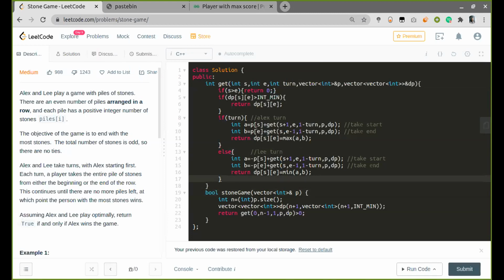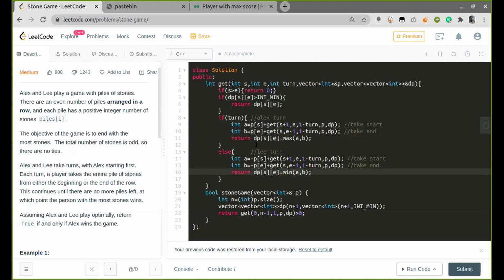So when it is Alex's turn, we will add the current index to the answer, move to the other part of the array, and flip the turn pointer, and then do the same for the other end value, and then take the maximum of both possible cases. Now, if it is Lee's turn, since I need to minimize the value, I subtracted the value which Lee will take and take the minimum of both of these values.